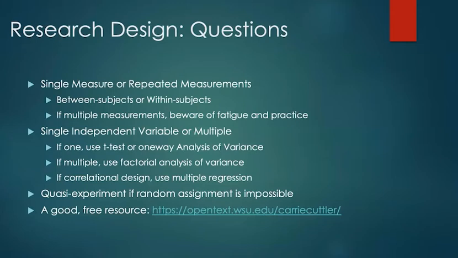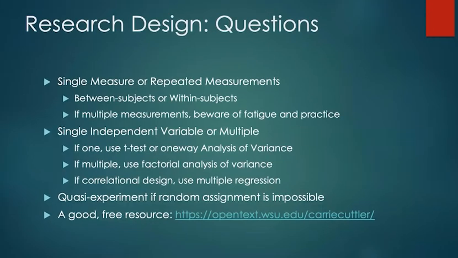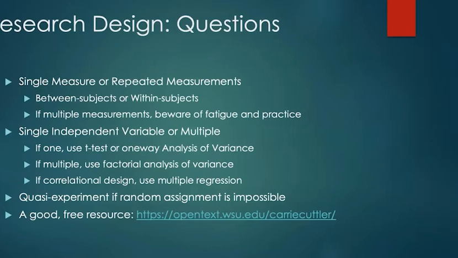Another question that I'm sure you're familiar with is, how many variables are you going to consider in predicting or manipulating the construct that you're interested in? If you're just measuring one or manipulating one, then you would use a t-test or an analysis of variance. If it's more than one, then you would use a factorial analysis of variance, or perhaps multiple regression if it's a correlational design.